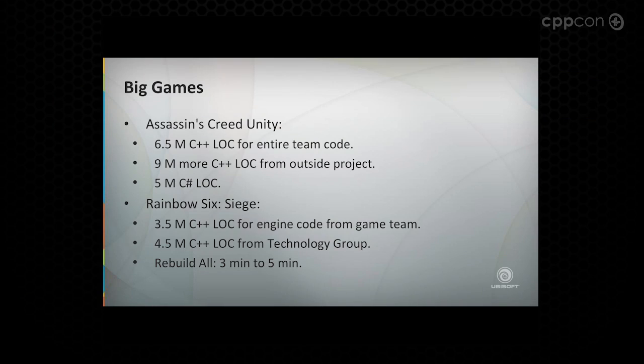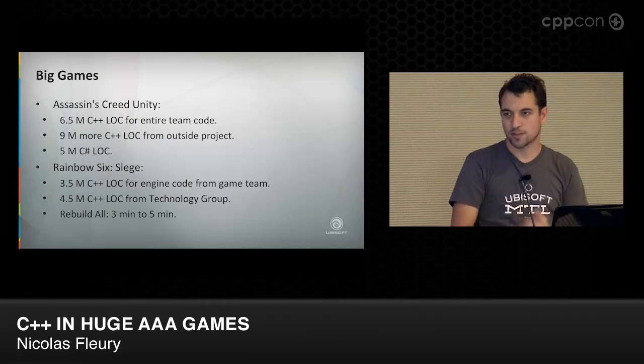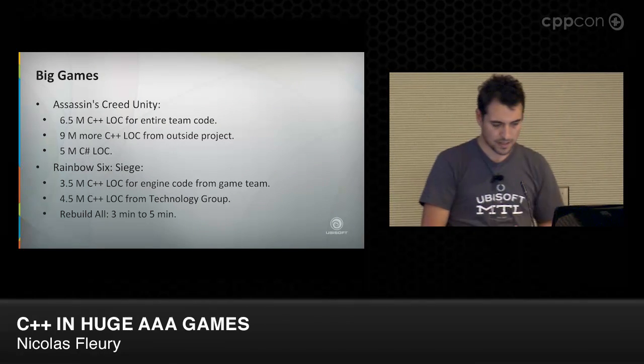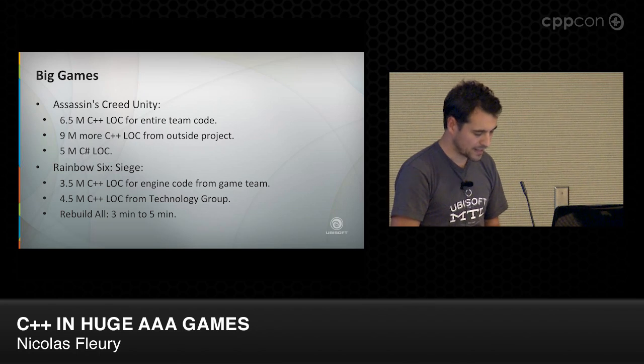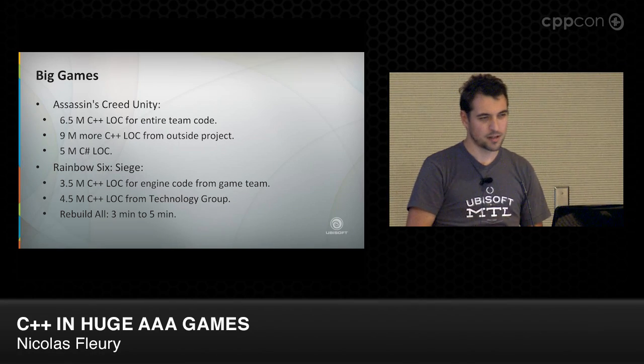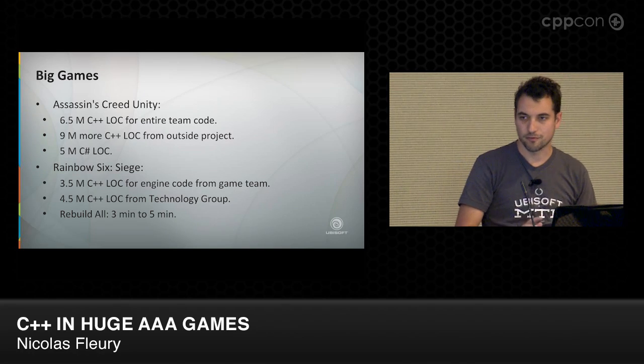If we look at Rainbow Six Siege, the game I am working on, if I count only the code that we are compiling and linking together in the same executable, I can count 3.5 million C++ lines of code made by the Rainbow Six team, and 4.5 million C++ lines of code from the technology group. Even the technology group code, we typically compile it on developer machines because we want to be able to tweak and debug that code. And I think overall we still manage to have a good compilation time. Compiling and linking all that together takes 3 to 5 minutes, depending on the targets. I will discuss more about that soon.